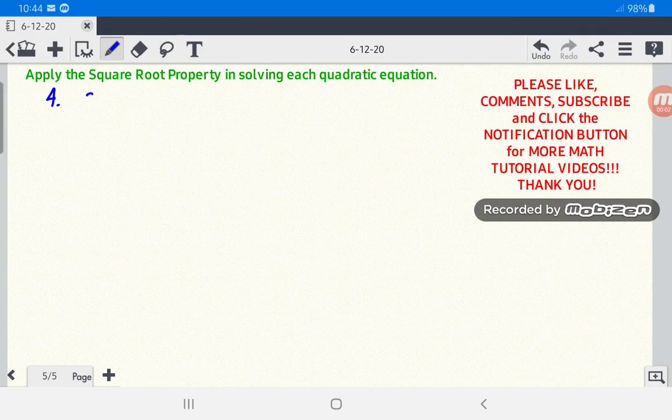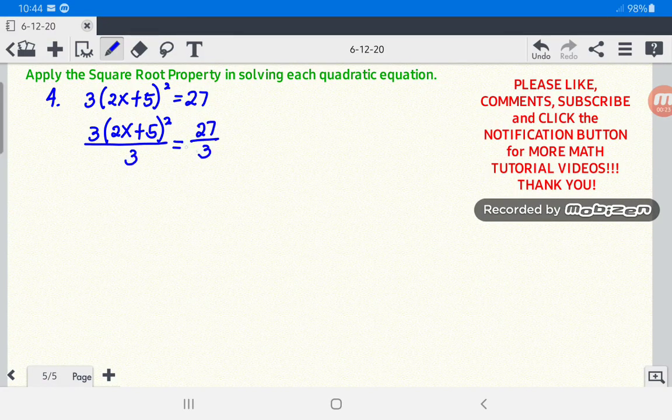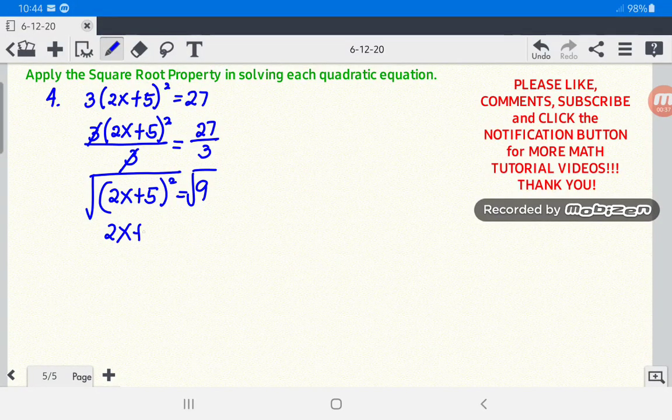Number 4, let's say we have 3 times 2x plus 5 squared equals 27. Since we have here 3, you're going to divide both sides by 3. So divide by 3, and this one, 27 divided by 3. You cancel 3, then copy 2x plus 5 squared equals 27 divided by 3, that is 9. Then, get the square root of both sides. So we have 2x plus 5 equals the square root of 9, that is positive or negative 3.